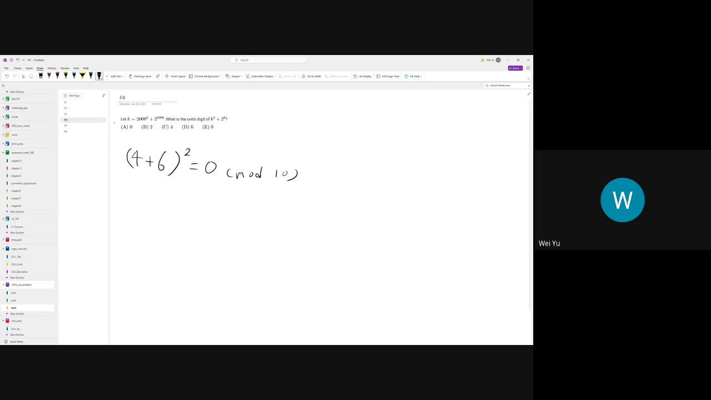Now let's find the units digit of 2 to the k. Again, we know 2's period is 4, so we need to find the remainder of k when divided by 4. It's pretty easy to see that both of these parts are themselves divisible by 4, so k is also divisible by 4. So 2 to any multiple of 4, we already know will end with a 6. So the answer is 6.